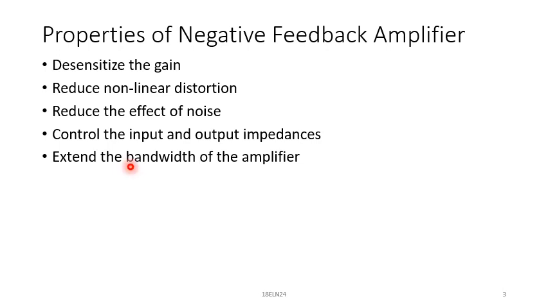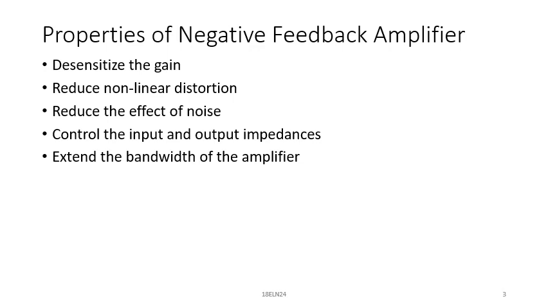The last property is to extend the bandwidth of an amplifier. Bandwidth is the difference between the upper cutoff frequency and the lower cutoff frequency, or the range of frequency in which the amplifier operates. This is called bandwidth. So if I use the feedback concept in amplifiers, the bandwidth will be improved. So these are the properties of negative feedback amplifiers.